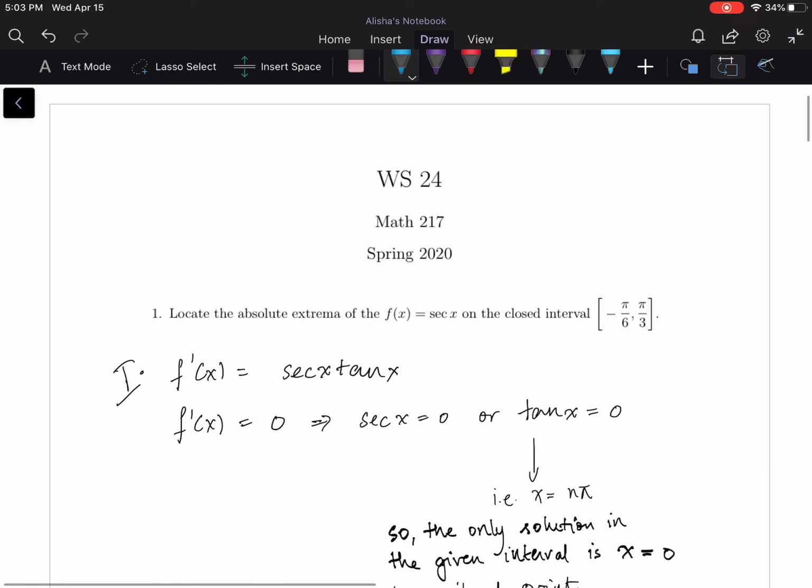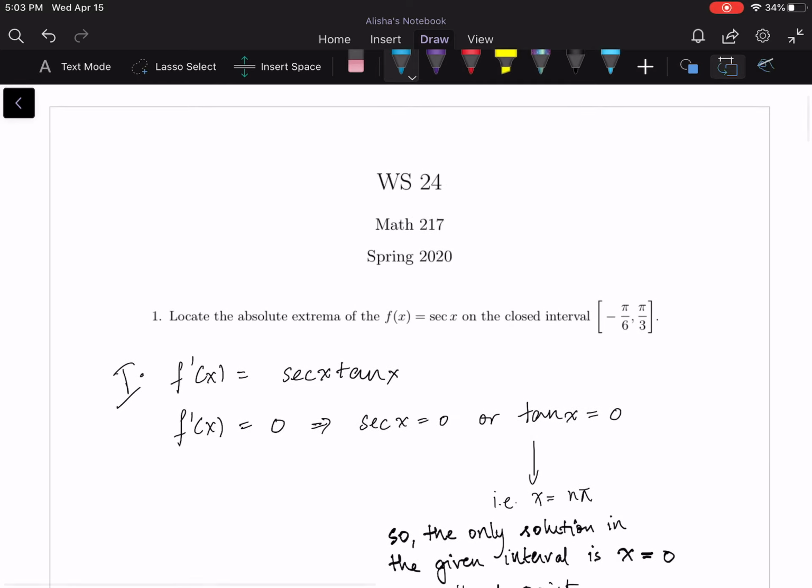Let's start with question 1. The question is asking about absolute extrema for a function. So the first step, you have no choice, is to find the critical points. Don't even think twice about it, just take a derivative. This is one of those derivatives we've computed in class. Set the derivative equal to 0. Again, don't even think about it.